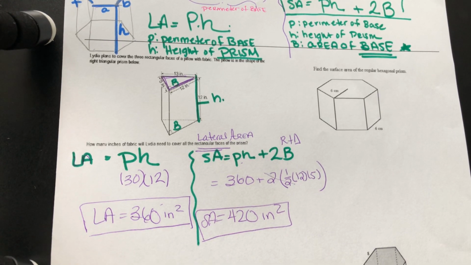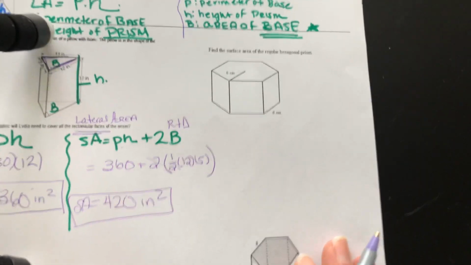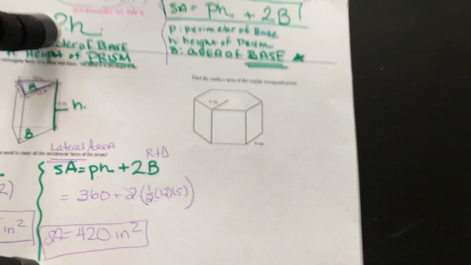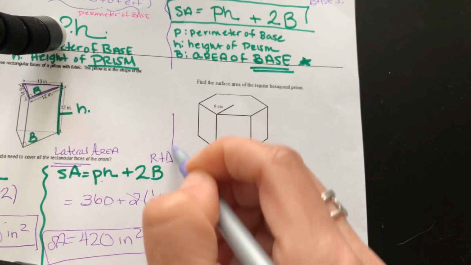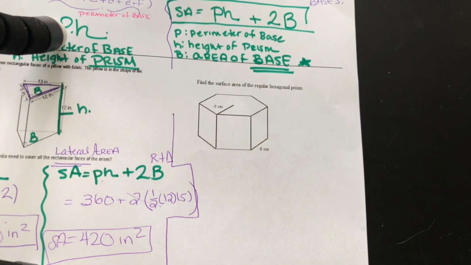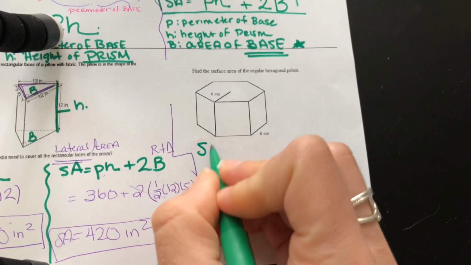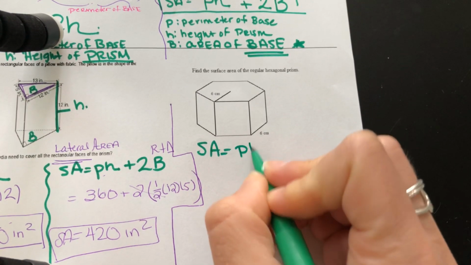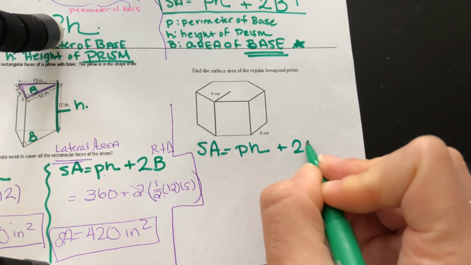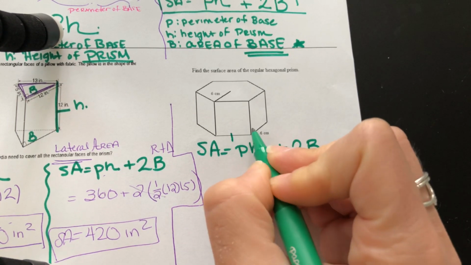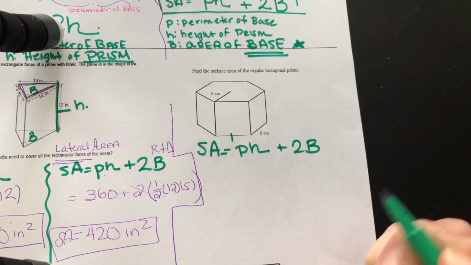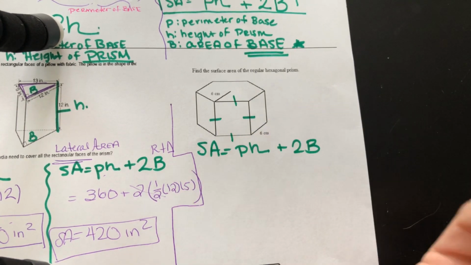Okay, all right, let's take a look at number 2. I just want surface area for these because if you can do surface, you can do lateral. So let's write our formula. Surface area, again, PH plus 2B. Please go like this in your picture, so this way you know that the faces are rectangles or squares.